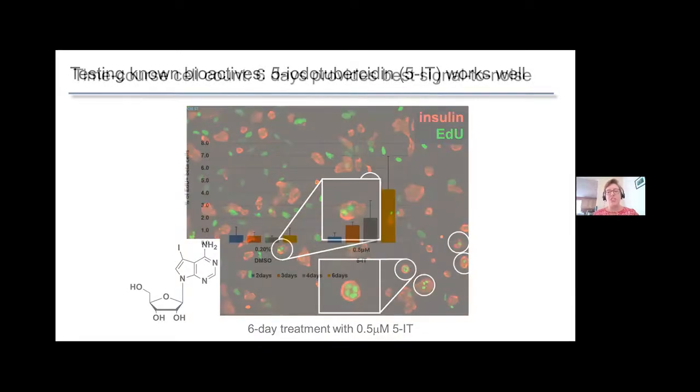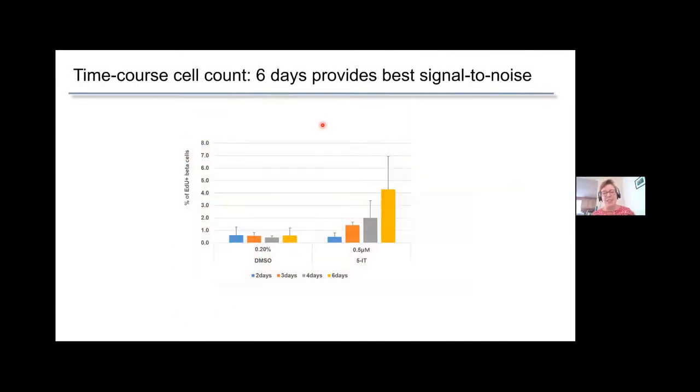Now, earlier I mentioned 6 days in EDU culture, and we did a time course to see what it is going to take. Because for high throughput screening, it would be nice to do fewer days because there are logistical challenges of culturing them for 6 days. And since we're changing the media every 6 days and re-adding compounds, there's always the opportunity for error. And so shortening it would have been better.